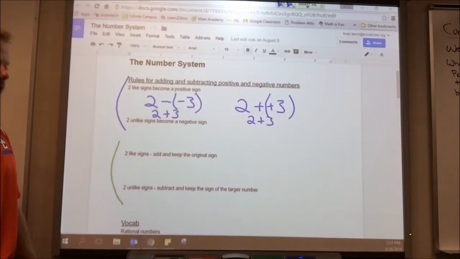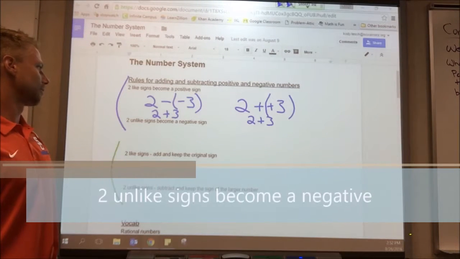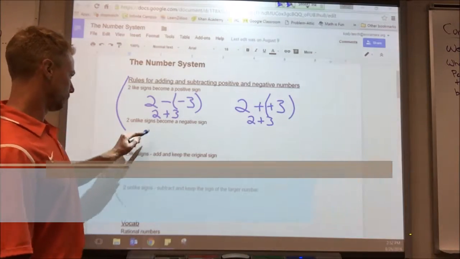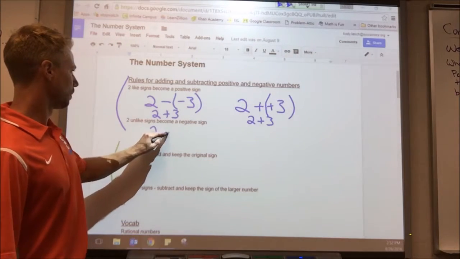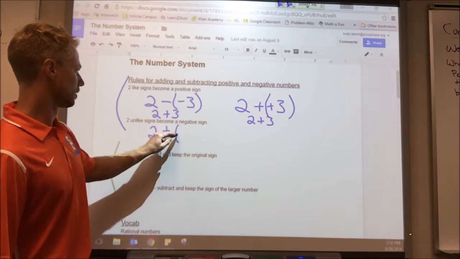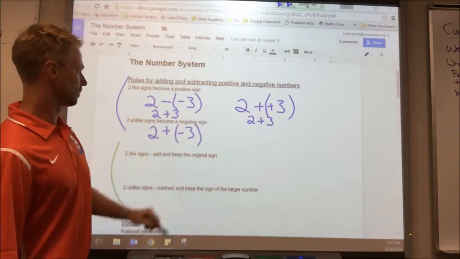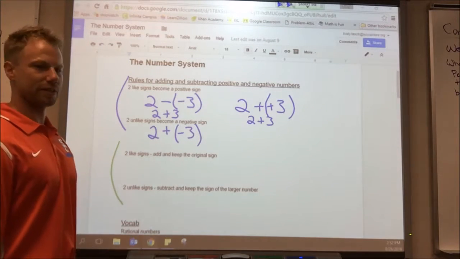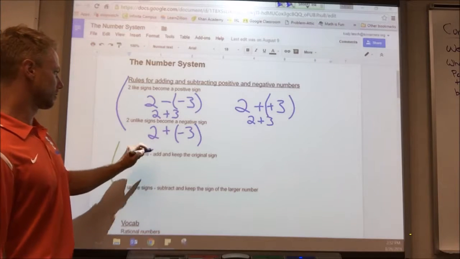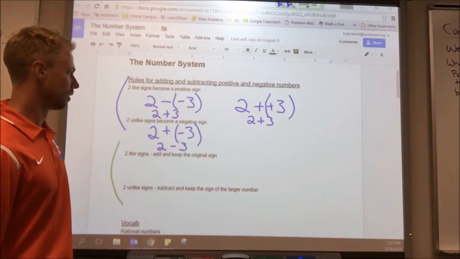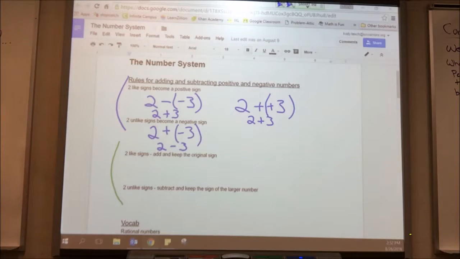The second rule says two unlike signs become a negative sign. So what that would look like would be something like 2 minus, or let's do plus, -3. Okay, they're unlike. We have a positive, we have a negative. So that's going to turn into a negative sign. That's going to turn into 2 minus 3. Okay?